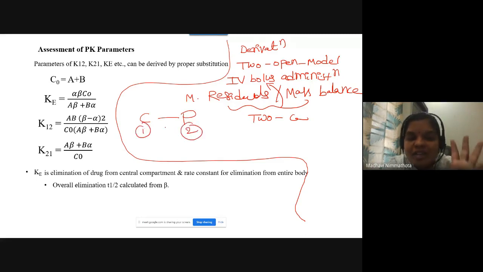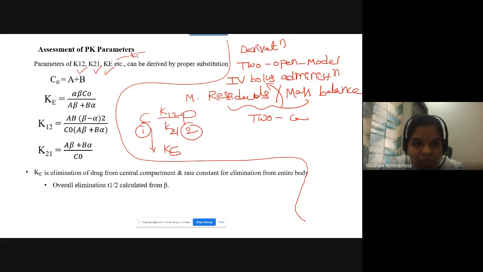Okay, you always remember this chart in your mind. Here we are assessing the K12 constant parameter, K21 as a parameter, and after that the most important one, elimination. This phenomenon is carried out from your central compartment. So for that reason there is an assessment between K12, K21 and Ke. Ke is nothing but your K13. It can be derived by proper substitution.